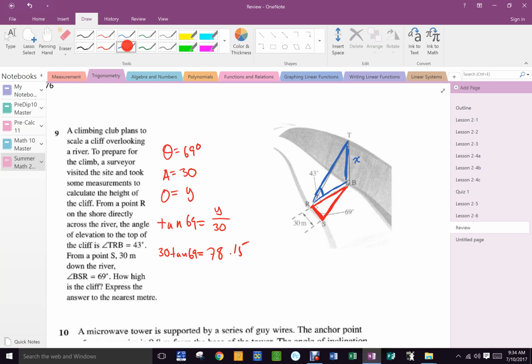So now I go to the blue side. Do I have a theta? 43. And I have an adjacent of 78.15, which is sitting on my calculator. And I need the opposite, which is x. What uses O and A? Tan 43 is O, x over 78.15. Now 78.15 is sitting right on my calculator, right? So I know I need 78.15 times tan 43 to get y. It's sitting right on my calculator, so all I do is go times tan 43. Or 43 tan if you've got a backwards calculator.